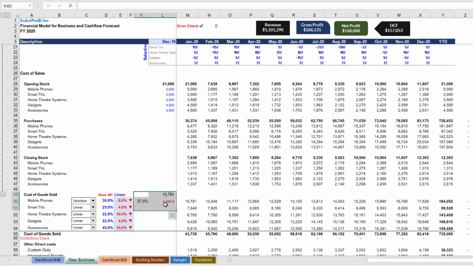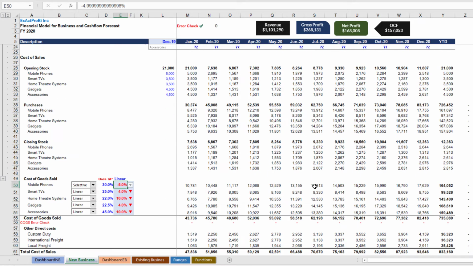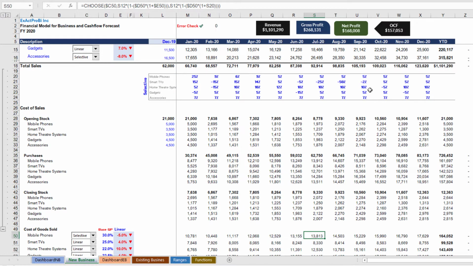Okay. So this is how this particular model is working in case of selective growth of gross profit. So again, in any month, if you feel that your gross profit or cost of sales will go up for whatever reason, you can model it out here using the selective approach and changing the percentage here.